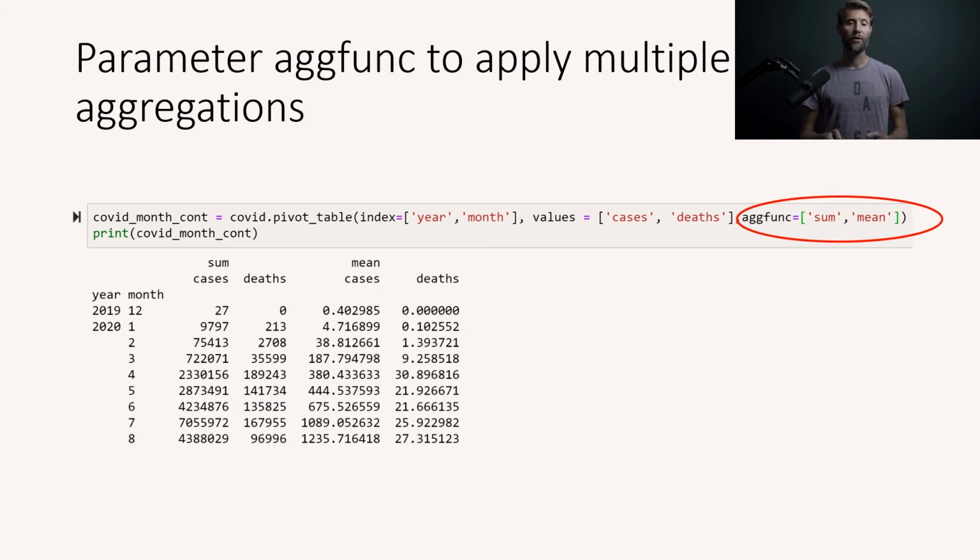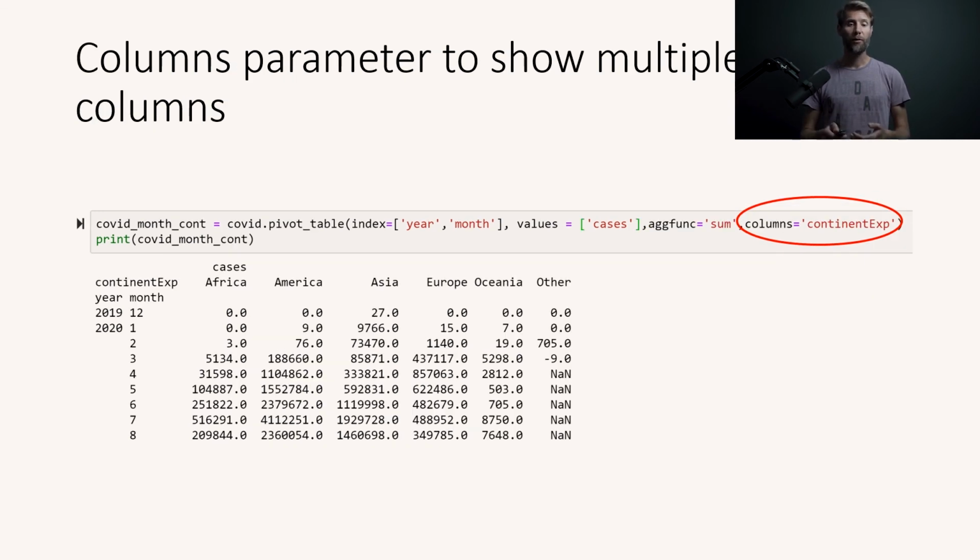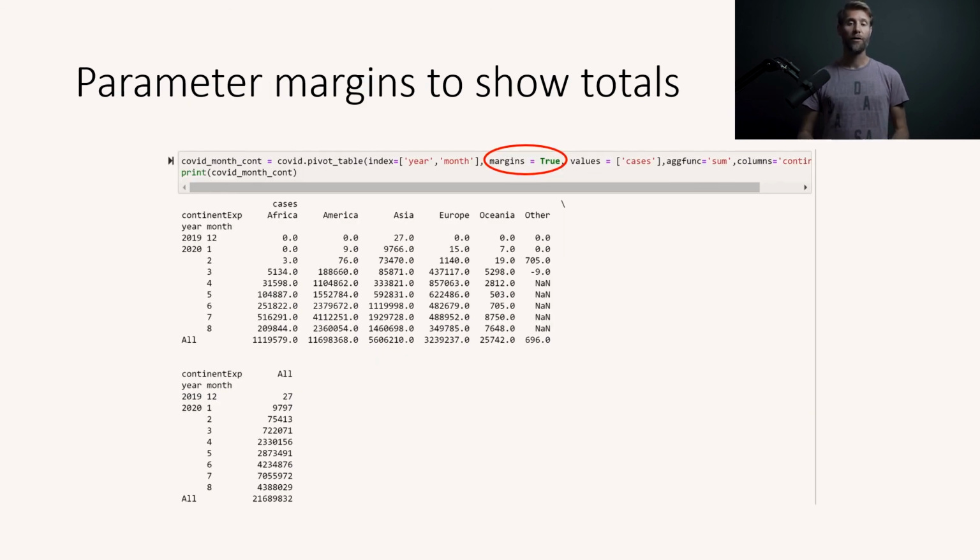The aggfunc parameter can also be applied to calculate multiple aggregation statistics. In this case, we are calculating the sum and the mean for both the number of cases and the number of deaths. The columns parameter allows us to see multiple columns. In this example, we calculate the total number of cases per continent per month. By applying the margins parameter, the totals of the rows and the columns are displayed. This shows us that Europe had over 3.2 million cases by the end of August, and that there were almost 22 million cases in the whole world.